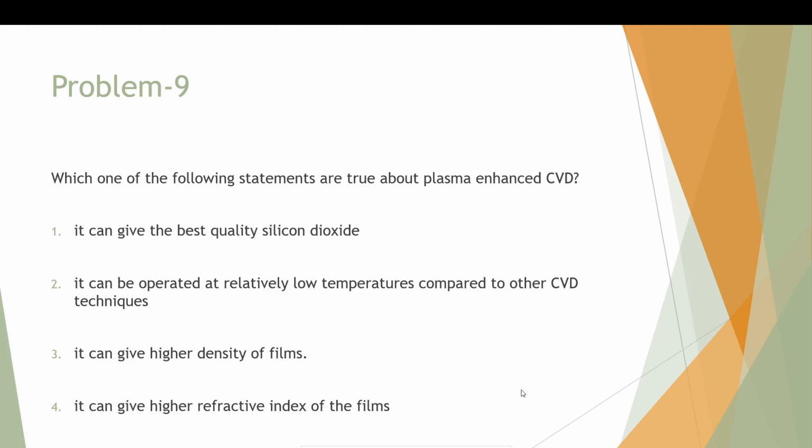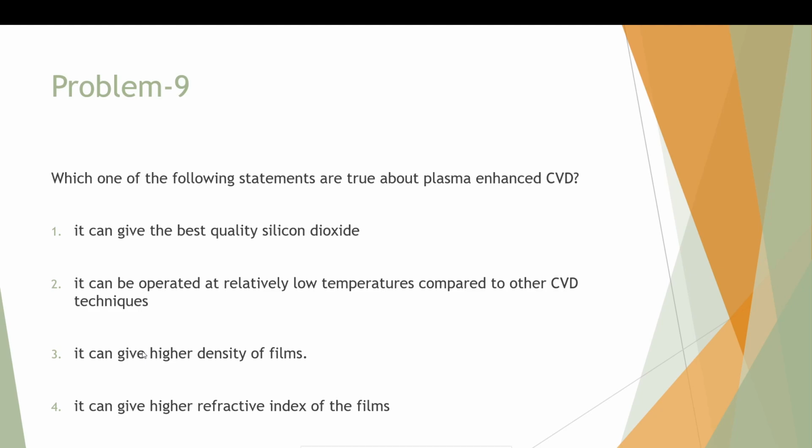Turns out that the third and fourth are also true. I'm not sure of the reason, but you can remember that it also gives higher density of films, and since we can get higher densities, it means that we can also get higher refractive index. The reason I don't remember.